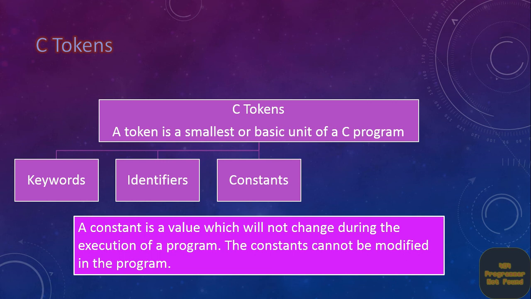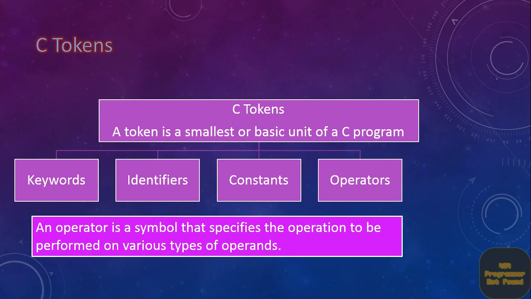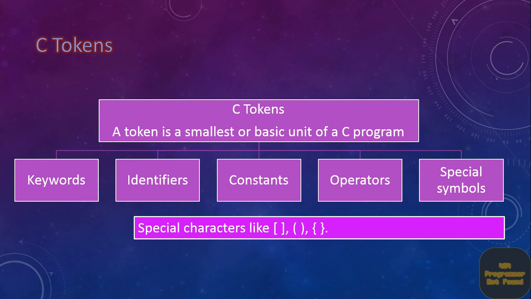Moving on, we have constants. Constant is a value which does not change during the execution of a program. It cannot be modified within the program. Operators. An operator is a symbol that specifies the operation to be performed on various types of operands. Last but not the least, the symbols, the special symbols. They are like the closed and open parentheses, closed and open braces, and the square brackets, and many more.